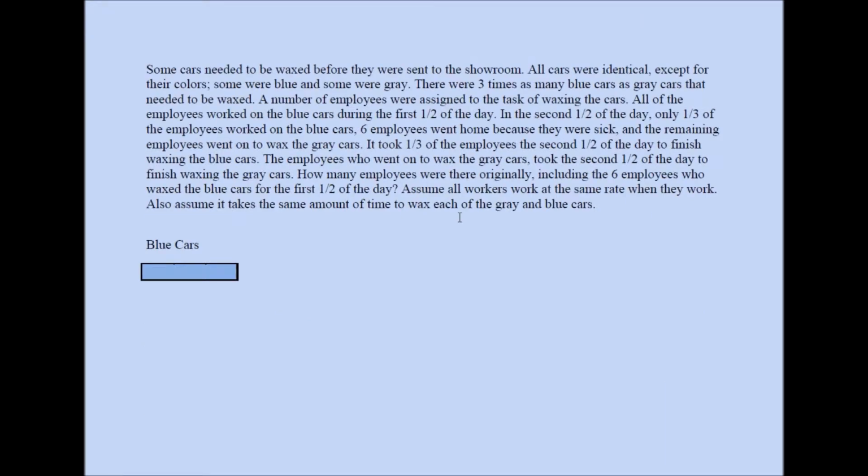What I need to do first is try to draw a rectangle that represents the blue cars, and I know the gray cars would be 1/3 as many as the blue cars because the blue cars are 3 times as many as the gray cars. So if I can represent a rectangle that would represent the blue cars, I would be in good shape. In order to draw a rectangle that would represent all the blue cars, I'm going to start with this line. That helps me a lot.